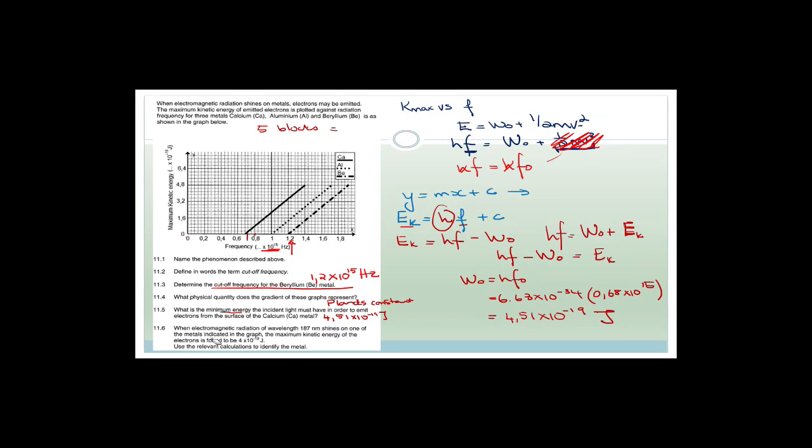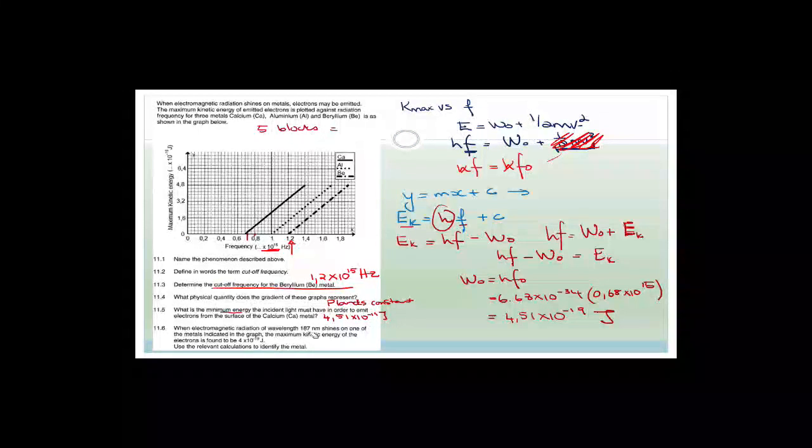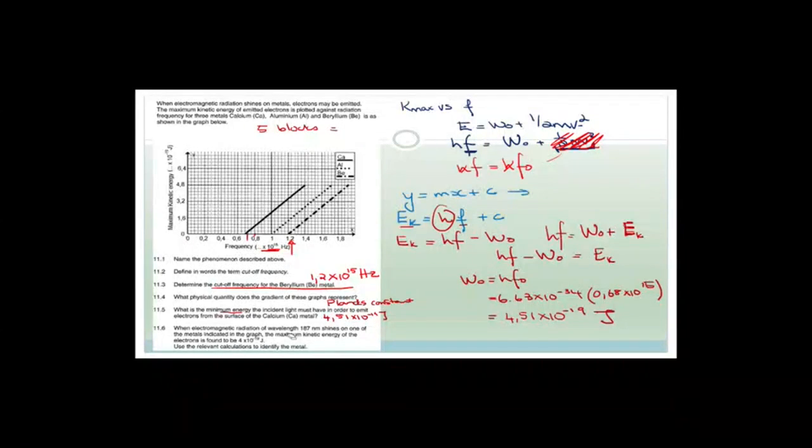It says, when electromagnetic radiation of wavelength 187 nanometers shines on one of the metals indicated in the graph, the maximum kinetic energy of the electrons is found to be 4 times 10 to the minus 19 joules. Use the relevant calculations to identify the metal. Okay, so let's erase all this. I've written down all the information we have so far that we need.